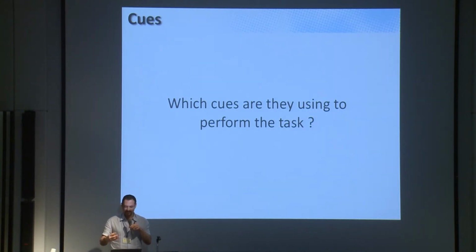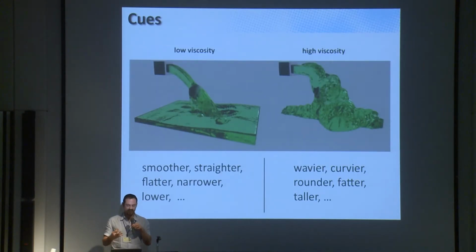The obvious question that comes out of this is, well, which cues are they using in order to perform this task? What is it about the images? What is it about the shape of these materials that causes this particular psychometric function to come out of the scaling method? Okay, so to investigate this, what we did was start off with just some really basic intuitions by looking at the images and trying to then proceduralize the intuitions that we find. So if you look at the low viscosity image, you'll say, well, it's smoother, straighter, flatter, narrower, lower, whereas the high viscosity one is wavier, curvier, rounder, fatter, taller.